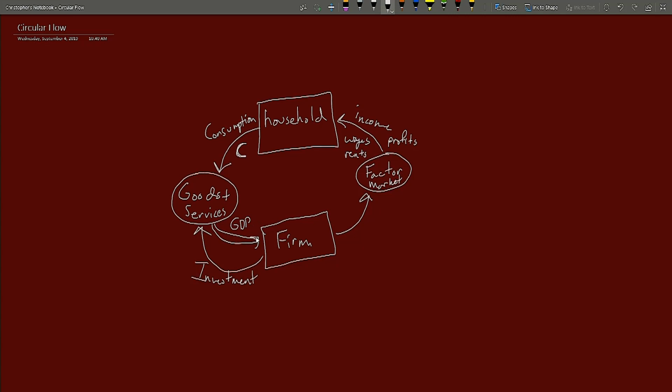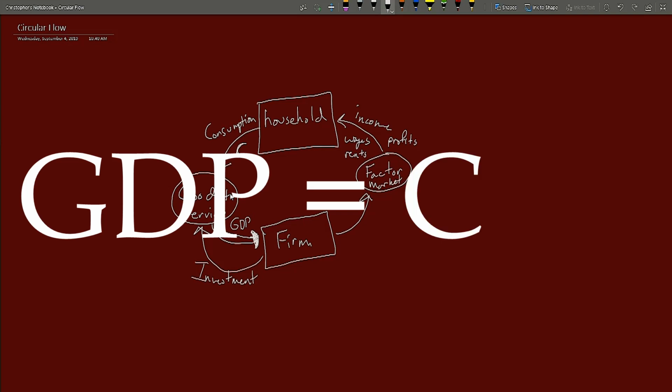This little arrow here. All of the markets, when they're in equilibrium, all of the arrows in are going to equal all of the arrows going out. So the arrows going into the goods and services market are going to equal the arrow going out of the goods and services market, which is GDP. GDP at this point equals consumption plus investment, C plus I.